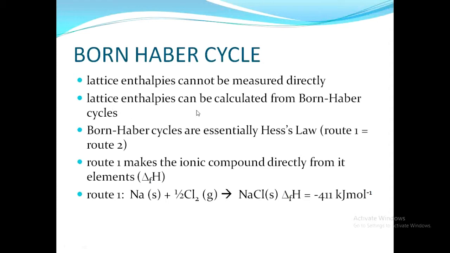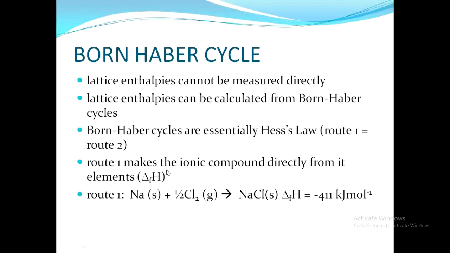Lattice enthalpies can be calculated from the Born-Haber cycle. So we know that the Born-Haber cycle is used for the calculation of lattice enthalpies. The aim of our video is basically the calculation of lattice enthalpies from the Born-Haber cycle. So the Born-Haber cycle, what is it? It is basically a special case of Hess's law, that is, route 1 is equal to route 2. You can correlate the Hess's law concept from the AS level chemistry energetics topic. Here route 1 depicts the direct route and route 2 depicts the indirect route.